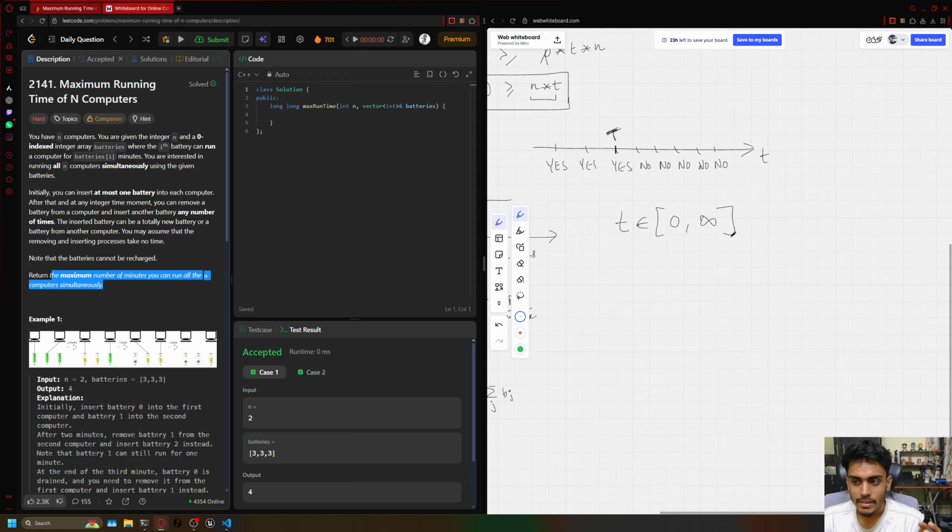If I am creating a search space for my t, I can reduce this infinity to the maximum time the batteries can contribute, which is basically the summation of b_i's. In this search space, I can easily find my pivot point using a binary search kind of approach.